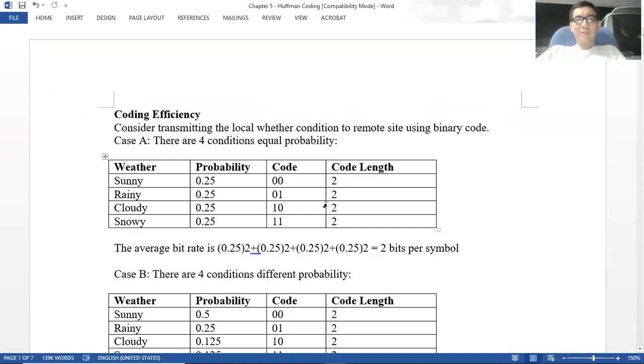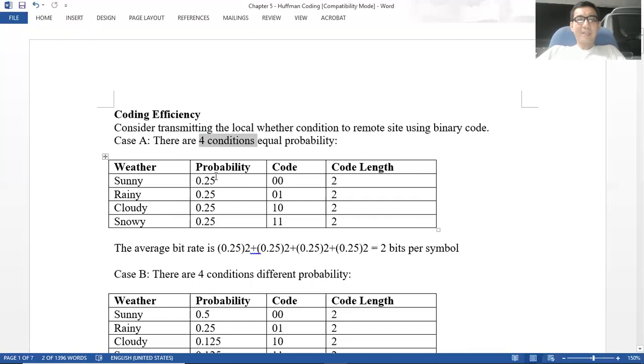Huffman coding works in removing coding redundancies and achieving better coding efficiency. So understand what coding efficiency is. Consider this case where we try to transmit the local weather conditions to a remote site by using binary code. In this first case A, we have four weather conditions: sunny, rainy, cloudy, and snowy.